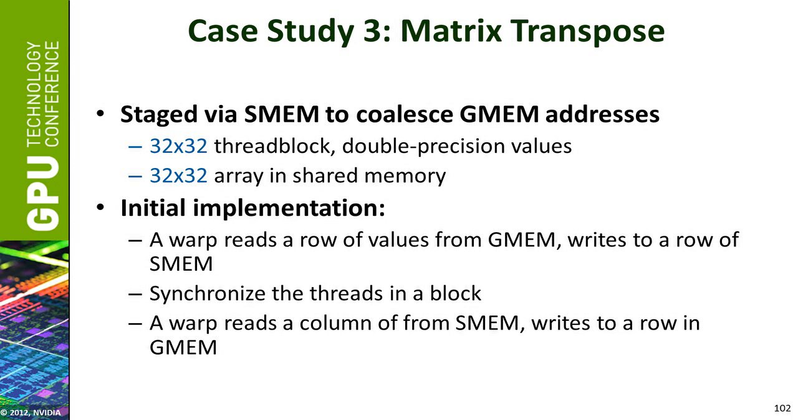Let's say in the initial, simple implementation, a single warp will read a row of values from global memory and write that row into shared memory, right? Then, in order to do the transpose after the sync, you have a warp that will read a column of data from shared memory and write it to a row in global memory. So you write a row, you read a column, and you've accomplished the transpose. It's this column access that will cause bank conflicts, right?